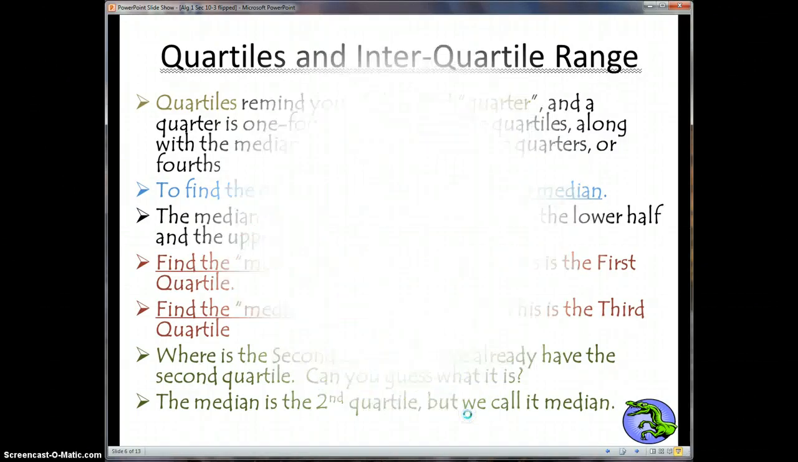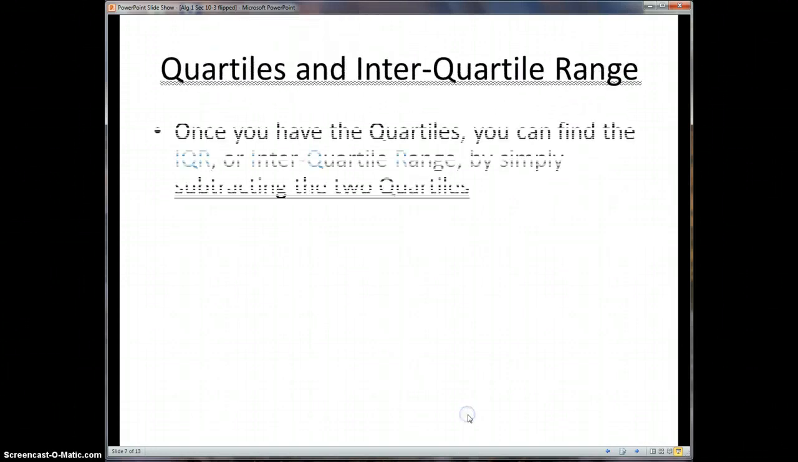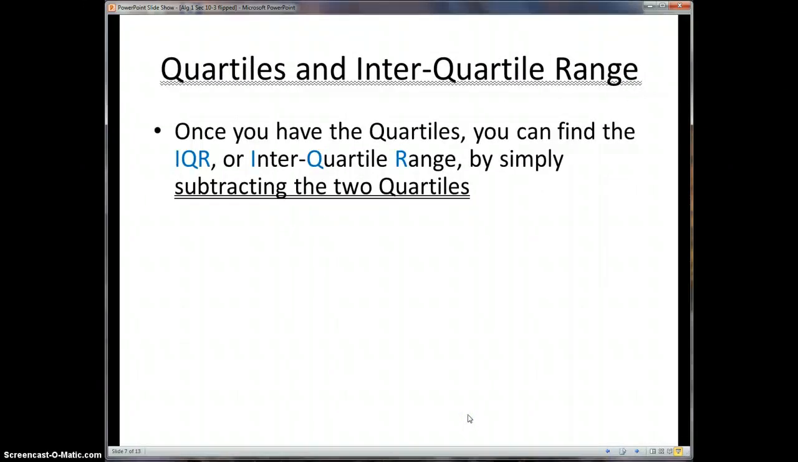All right. So now, still on quartiles, we're going to talk about the interquartile range. Once you have the quartiles, you find the IQR, or interquartile range, by simply subtracting the two quartiles. We already have something just called the range by itself, where you subtract the maximum minus the minimum. That's range. The interquartile range is the same thing, but it's from one quartile to the next quartile. So all you do is subtract the quartiles.